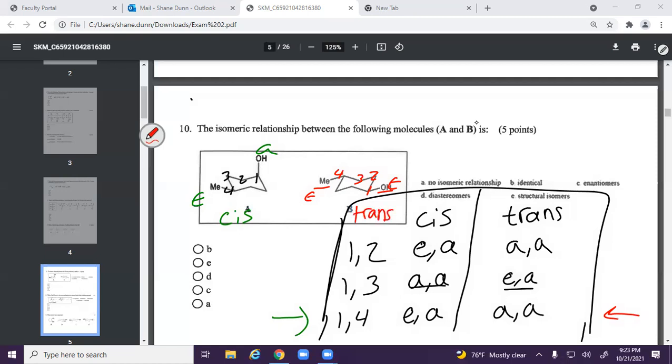So when something's cis and trans, what are they? Are they identical? No, they're not identical. There is a relationship. I didn't assign R and S at all, right? Is it an enantiomer? They're not, because that's only with R and S. They're diastereomers, because they differ in 3D space. Is it true that cis and trans are always going to be diastereomers? Yes. They're always diastereomers. Always, always.